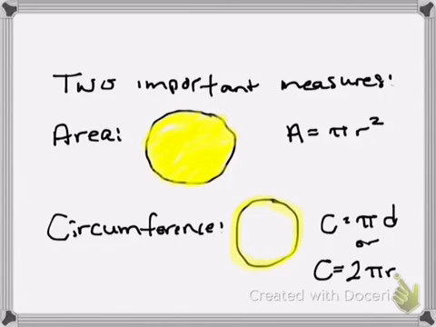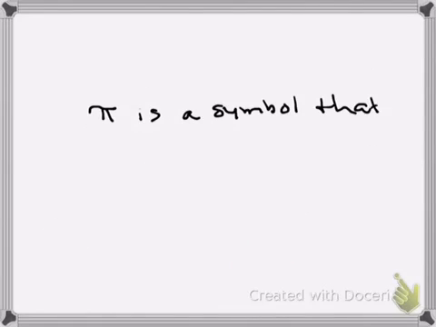Now notice, if the diameter is really twice the radius, you could also think of circumference as 2 pi r. That 2 in the r represents still the diameter. It's just another way of thinking about it. Now what in the world is pi?